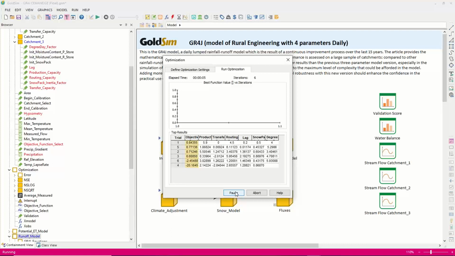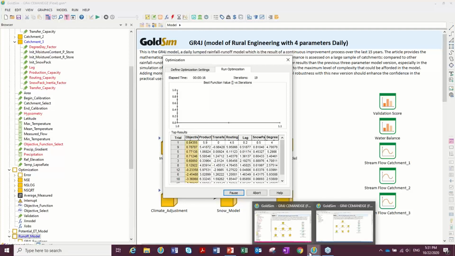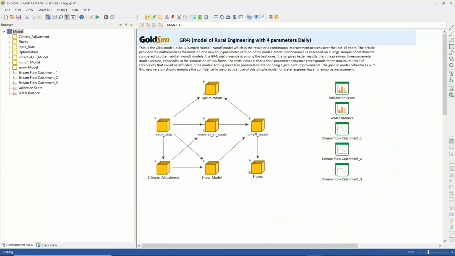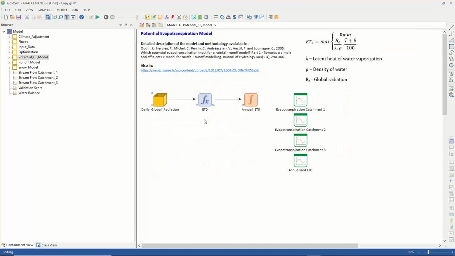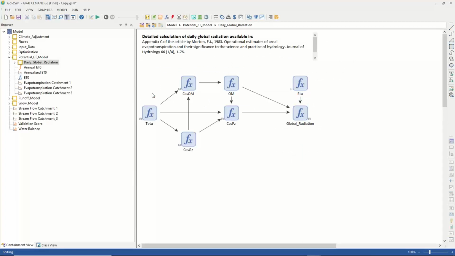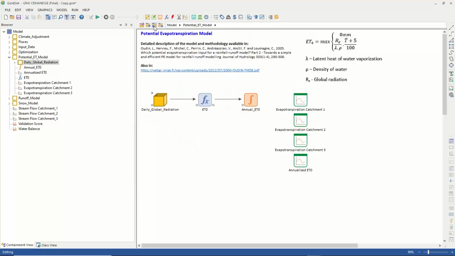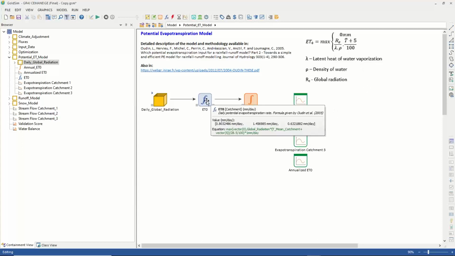Now it's set on function number 2, so the Nash-Sutcliffe of the log of flows. It's going to try to reach an optimum. While we're waiting for this to calibrate, we're going to jump to that second window, and we'll go to the potential evapotranspiration model. Here you have the daily global radiation, which is computed with the Julian day of the year and the latitude of your site. It's a bunch of angles of the sun. I'm not going to go into detail, but the reference to Morton's article is there if you fancy this kind of maths. And the equation for the evaporation is here, which is used here.